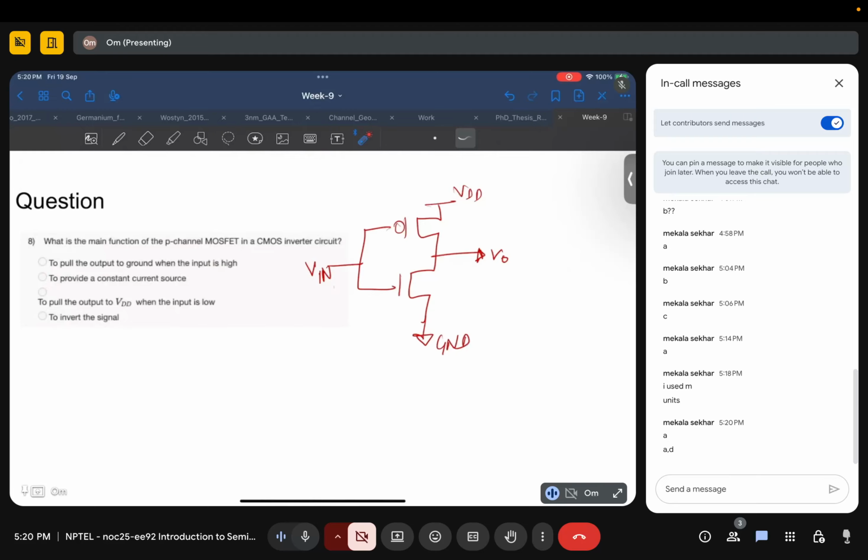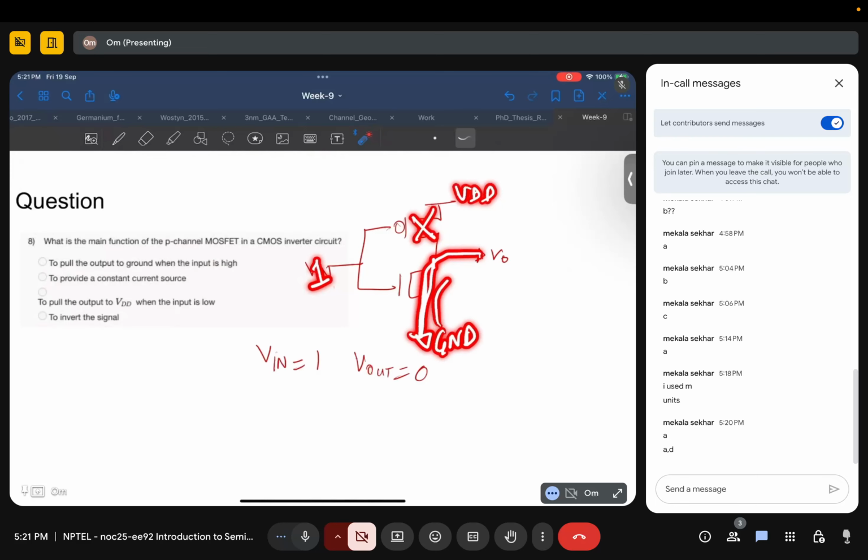Okay, so let's think about it. Let's say when Vin equals 1, Vout must be 0, right? This is how an inverter works. Now when Vin is 1, since this is already VDD, this transistor PMOS will be off, NMOS will be on. So this is the path which is shorted, connecting output to ground. So because of this NMOS, your output is ground.